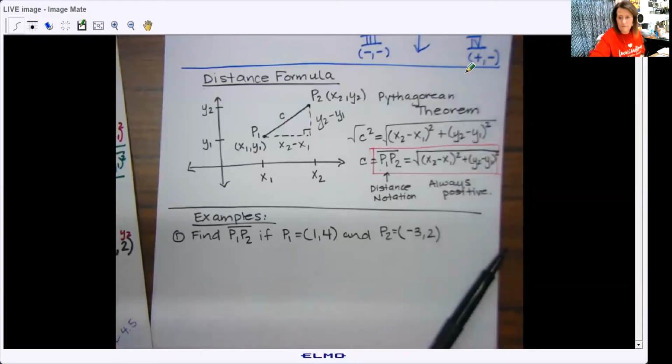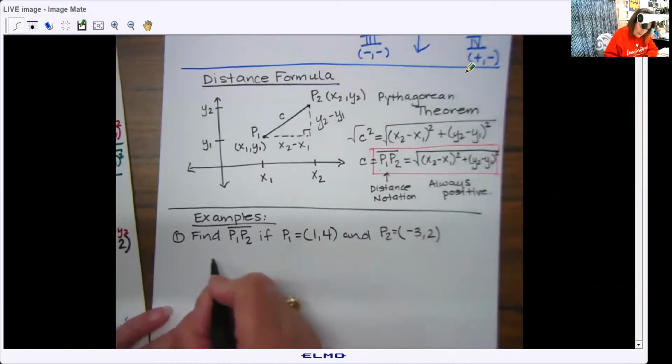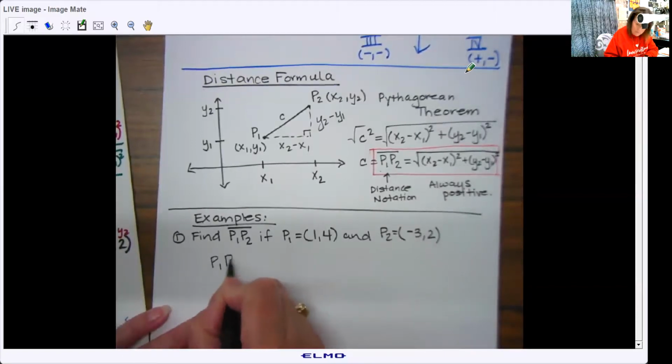Your PIN followed by pound. All right, so how do we find the distance? So P1, PIN followed by pound.